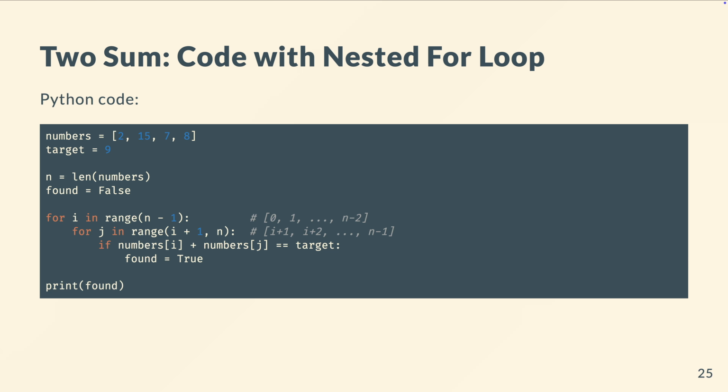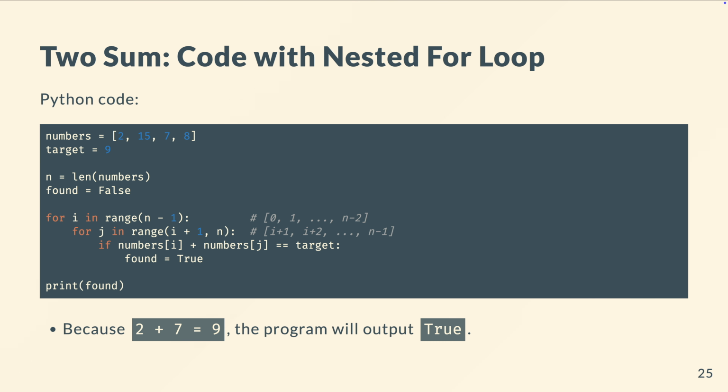Inside the inner loop, we use an if statement to check if twoSum is found. If the numbers pointed to by i and j add up to the target, then we set found to True. After all loops finish, we print found. In this example, list items 2 and 7 add up to the target 9. So found becomes True, and in the end, the program prints True. To make the logic simple, the loops don't break when the twoSum pair is found. This is inefficient. You can actually make the program faster by using break.